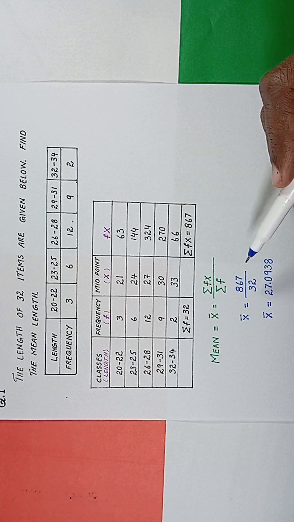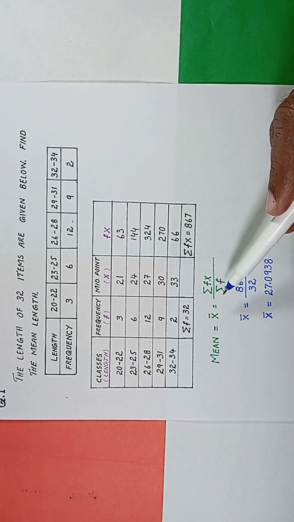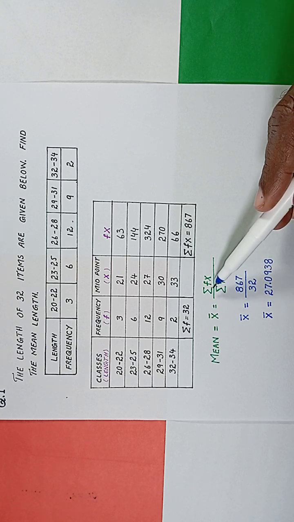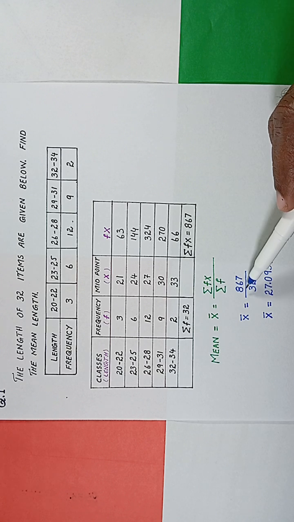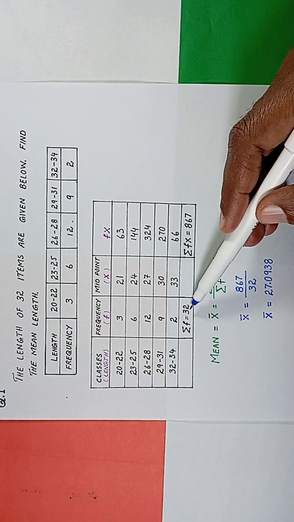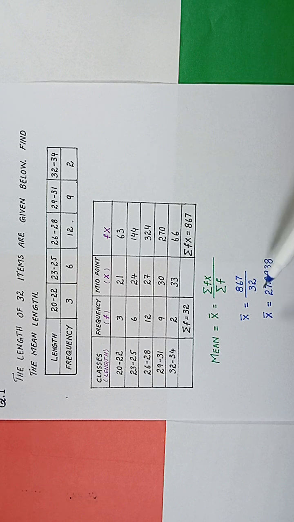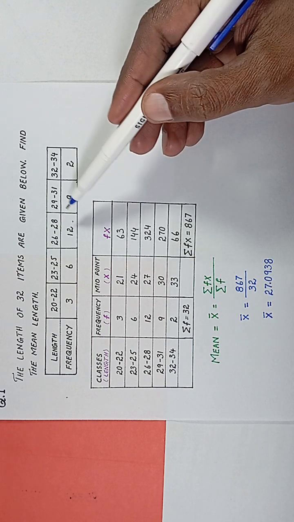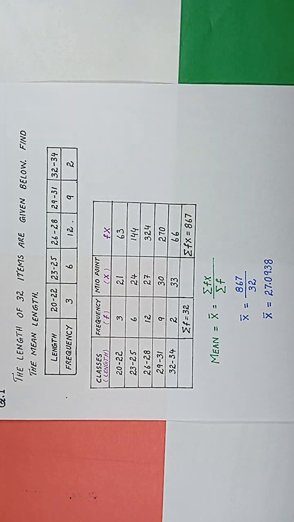So here we put the values in this formula. Summation fx equals 867 and summation f, you can see, is 32. So we divide 867 by 32 and we find the mean x bar equals 27.0938. So it is the mean of this grouped data.